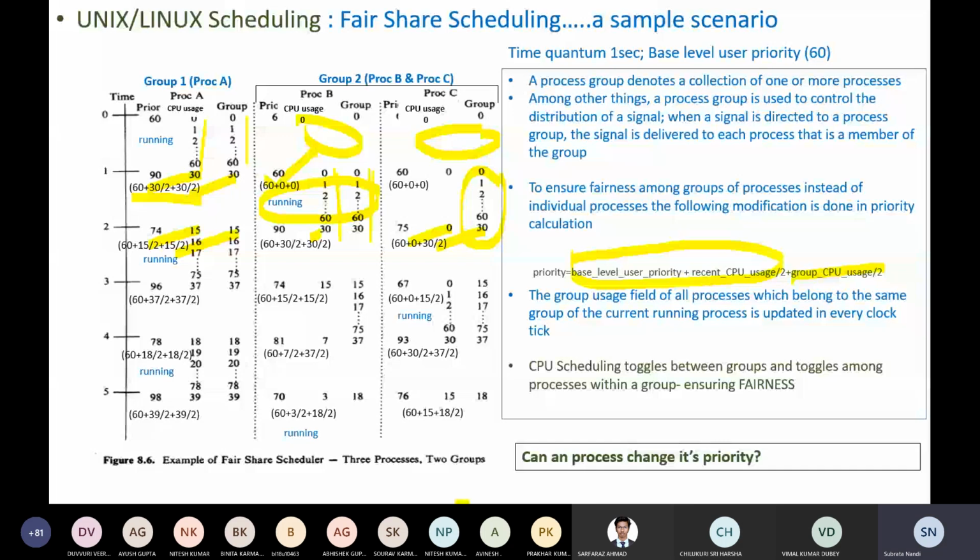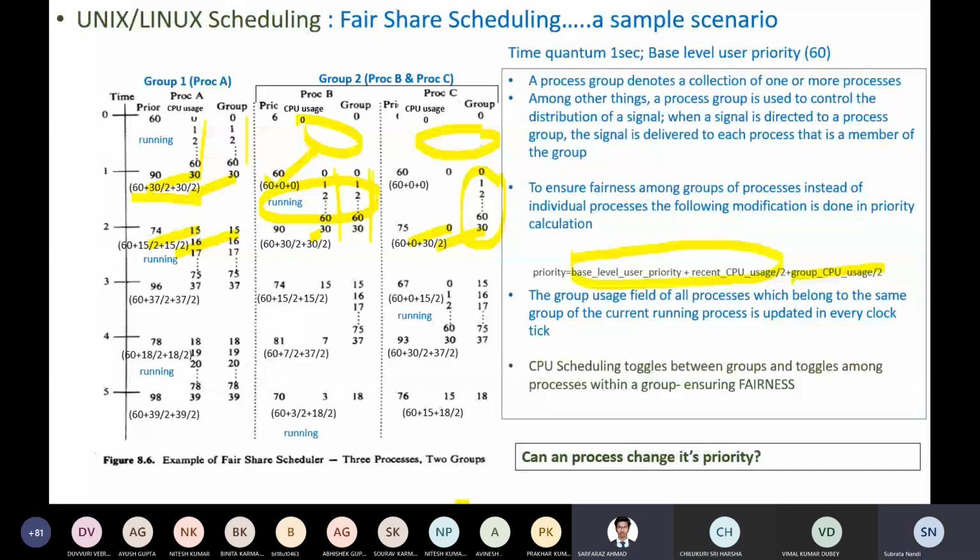Which one will be scheduled? Process A, sir. Process A.